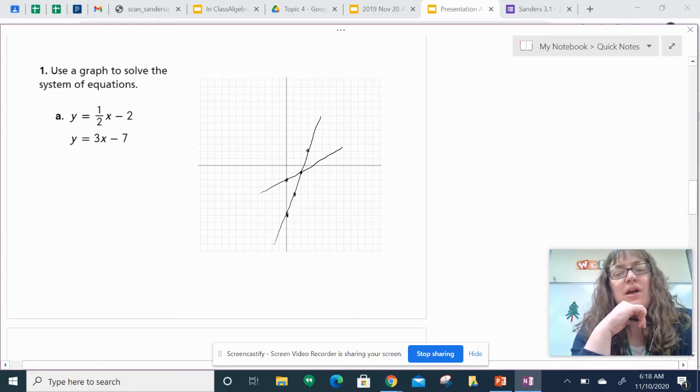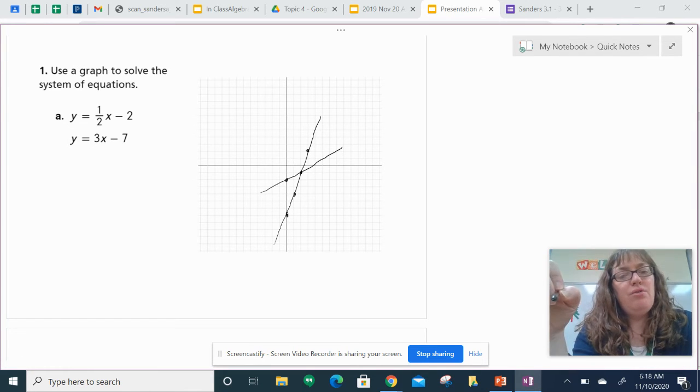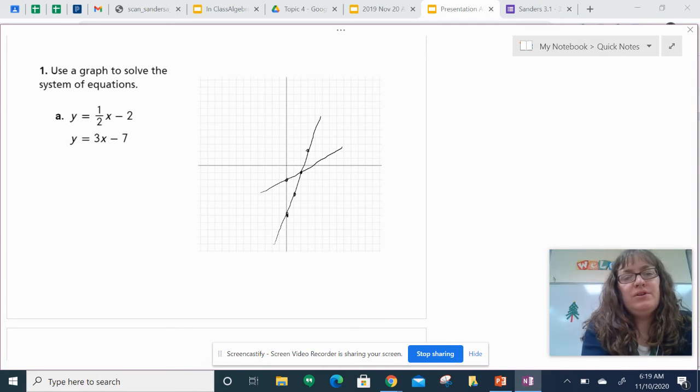So in this case, I've graphed both of my lines. I started at negative 7 and went up 3 over 1. And then I started at negative 2 and went up 1 over 2. And I'm looking for the place where the two lines cross. In this case, it looks like I'm at 2, negative 1.